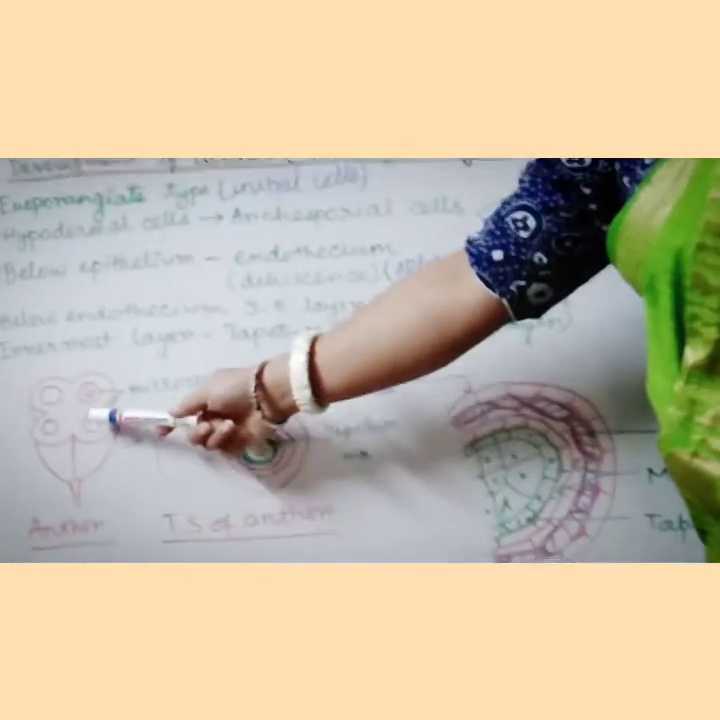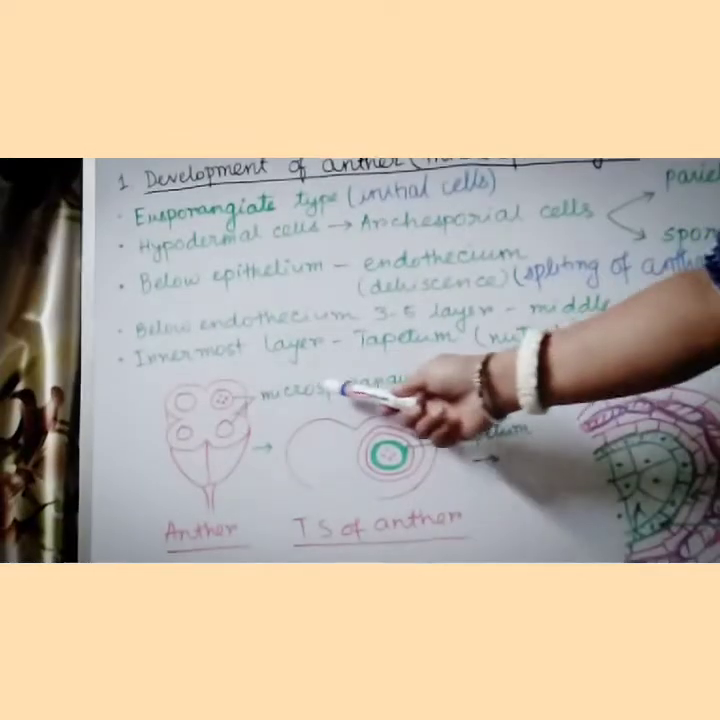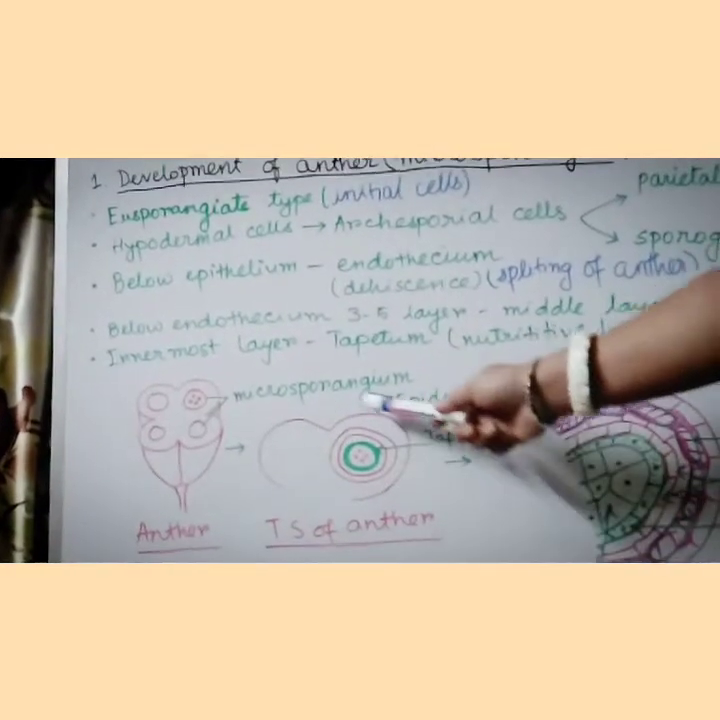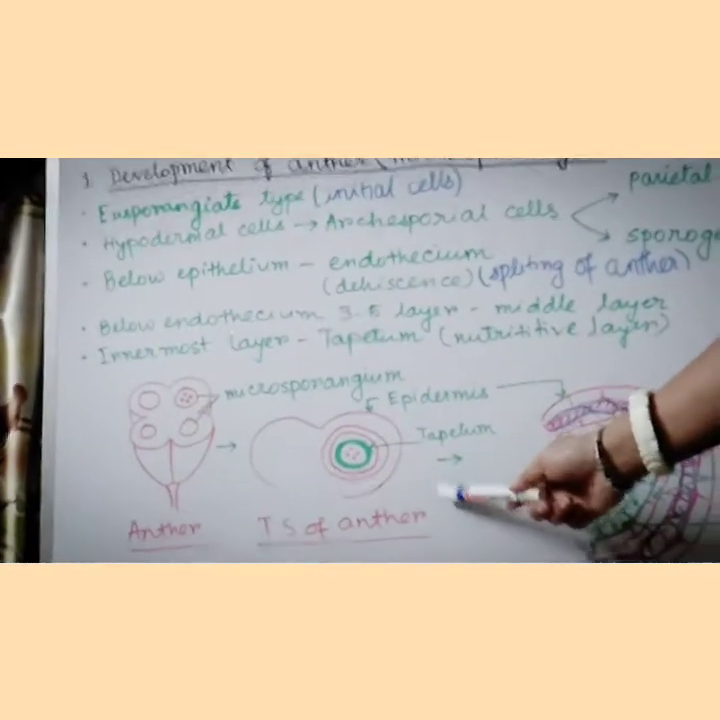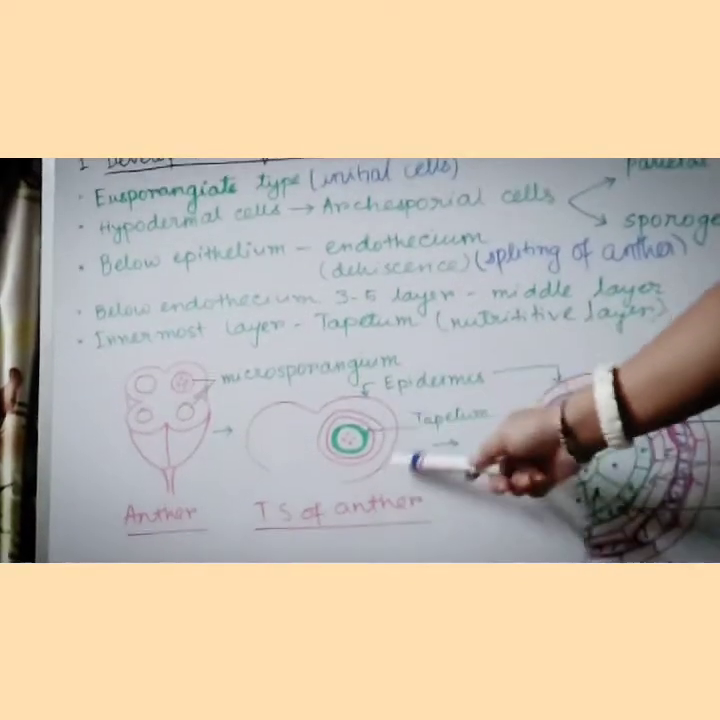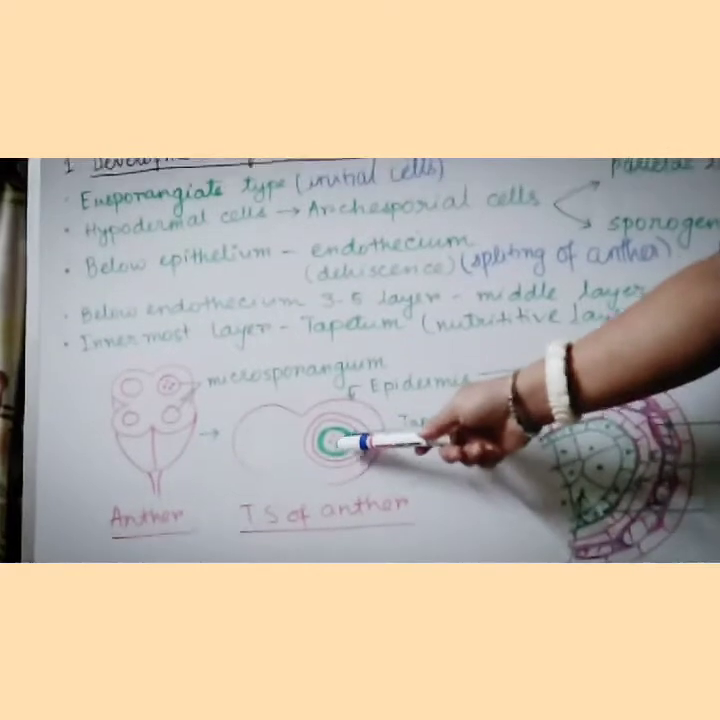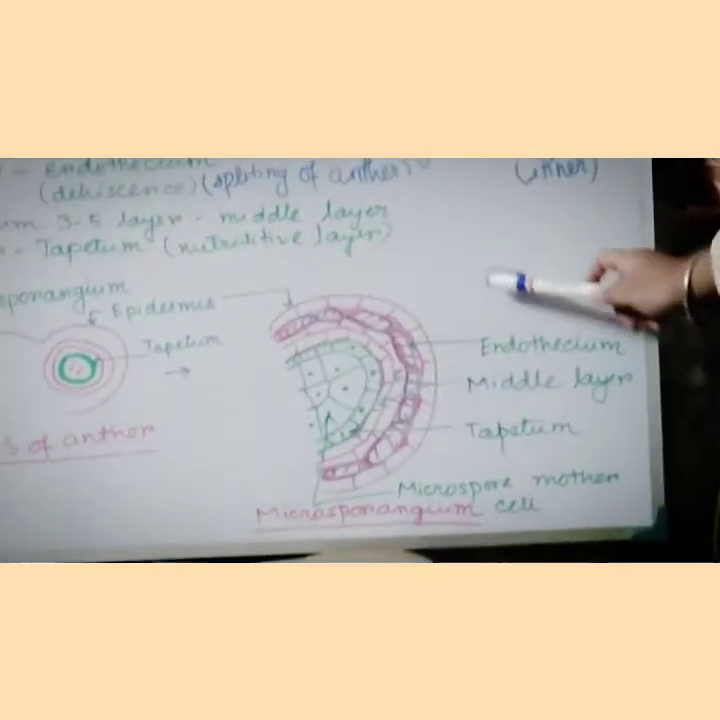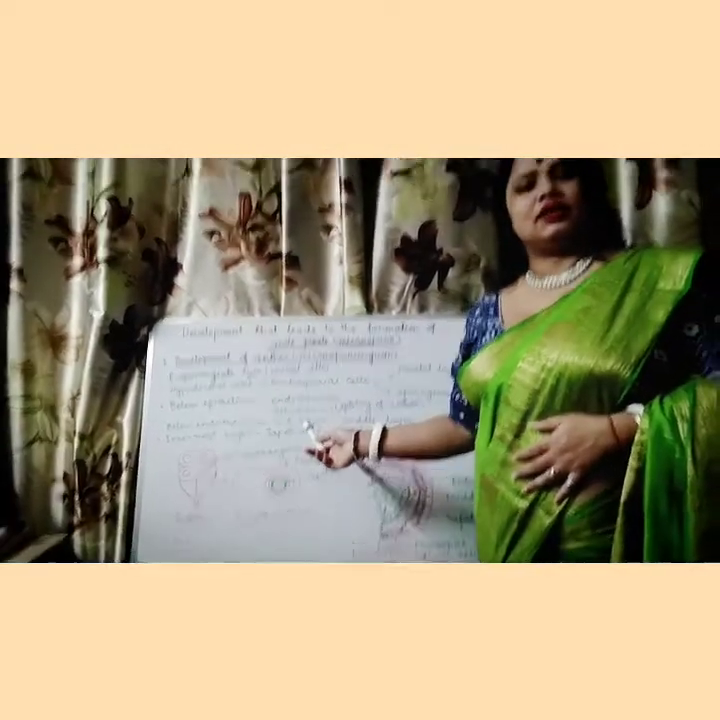So these are the anther lobes, 4 anther lobes. This is called microsporangium. One microsporangium I have drawn over here to show you that the outer layer is epidermis, below it different layers are there, and inside this the tapetum. This is a more zoomed view of one microsporangium. So this is all about the development of the anther, means microsporangium. The first step was the development of the microsporangium.